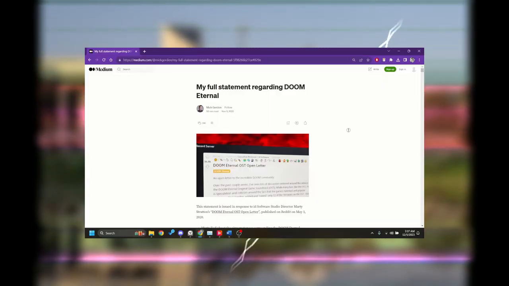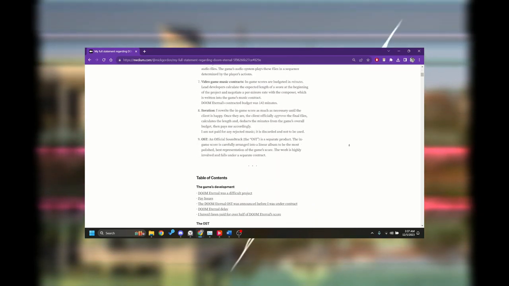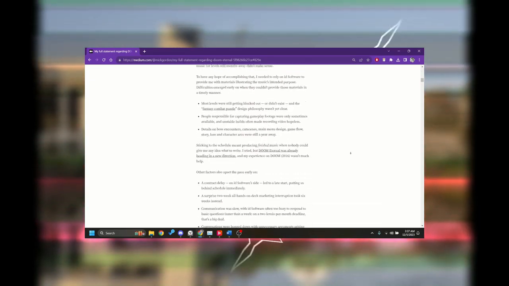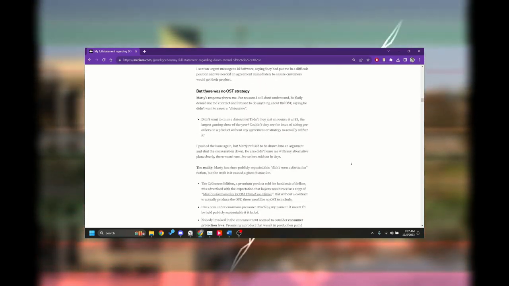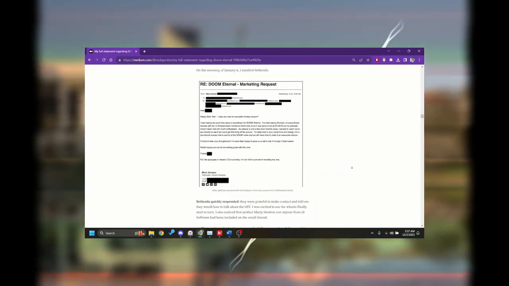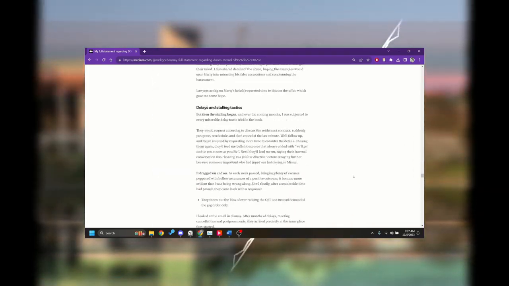Mick Gordon, the composer of the Doom Eternal soundtrack, wrote a long exposé with Medium that discussed the poor working conditions during Doom Eternal's development. Id Software announced that a soundtrack release made by Mick Gordon would be bundled with a special edition of Doom Eternal as a pre-purchase bonus with less than 2 weeks until the pre-purchase became available. Now, unfortunately, Mick Gordon hadn't signed a contract and had learned about the soundtrack release through the pre-purchase announcement.